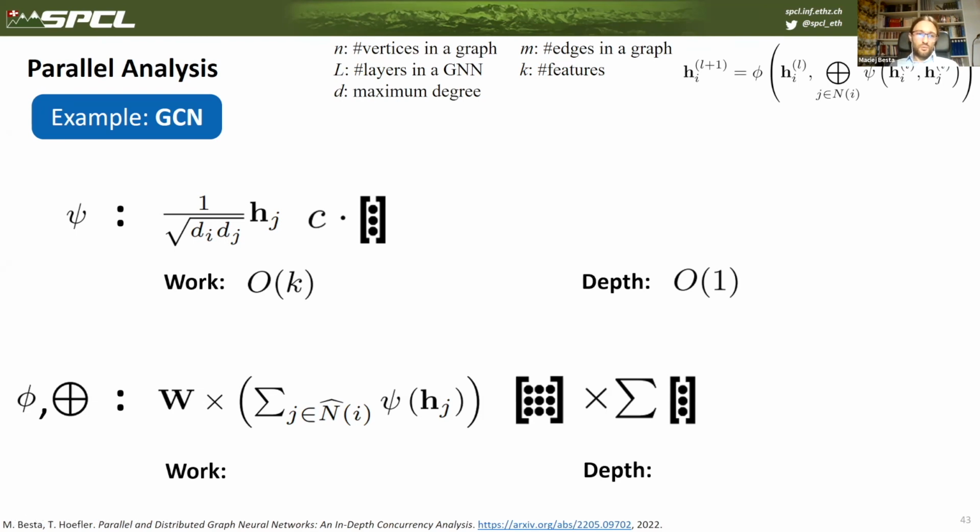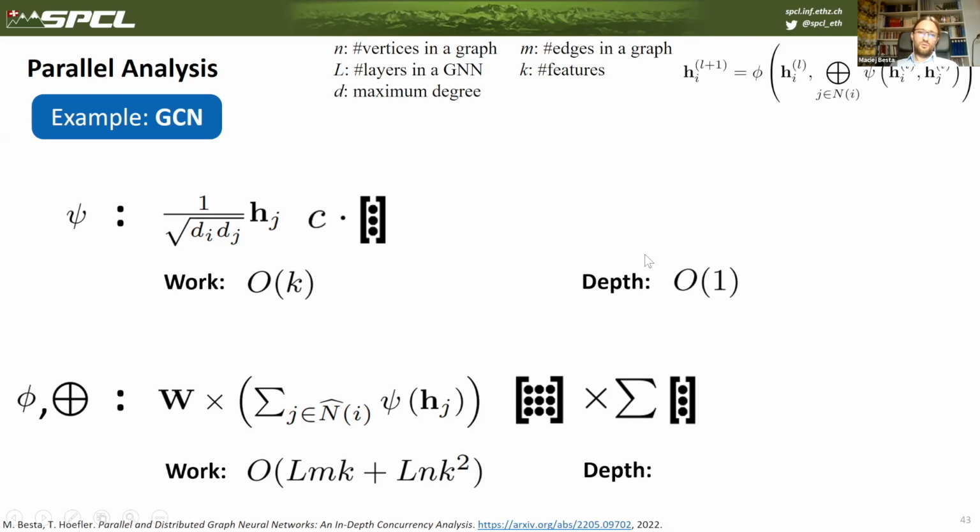Now for the second part of this model, for the phi and aggregation, here I'm going to derive the final work and final depth for the whole single training iteration. So here we are going to consider all of these executions of psi together with the aggregation and the multiplication across L different GNN layers. Right, so we can see that the work here is a sum of two terms. In one term, we have the number of GNN layers L times the number of edges in the whole graph times the number of features. In the second, we have again the number of GNN layers times the number of vertices in the graph times the square of the number of features. Right, so this is the work that we need to dedicate.